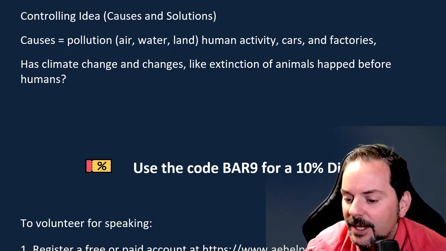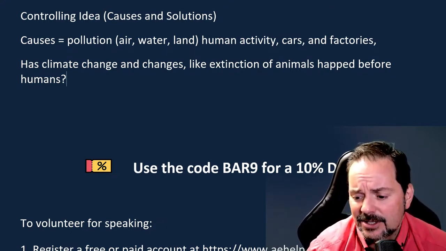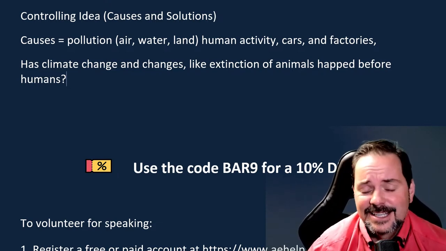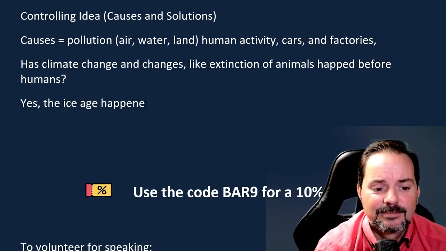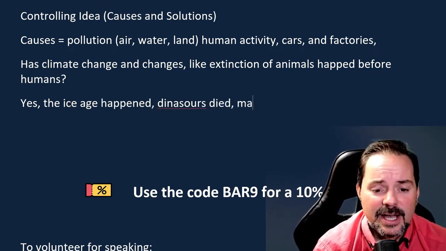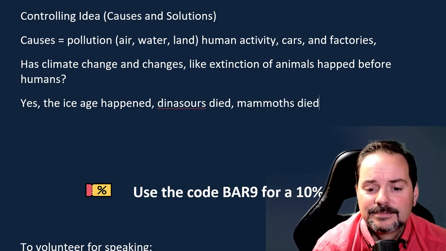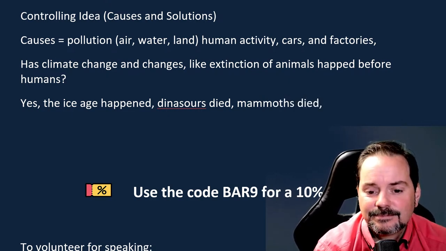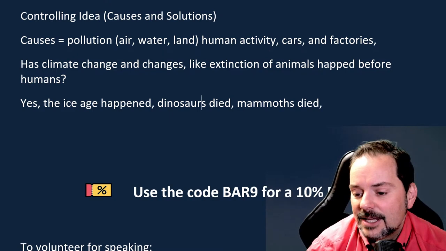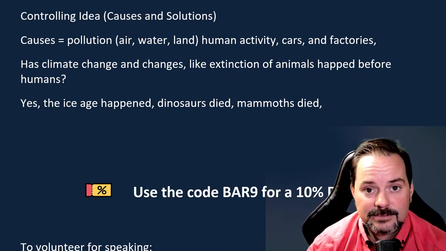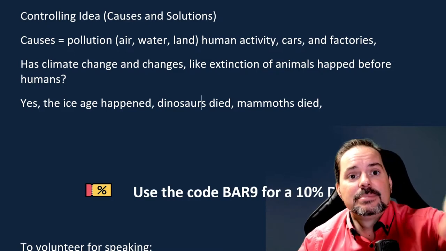Munisa says no. Aliyah says lack of solution. Alexander says, yeah, dinosaurs died. Fwang says yes. Yes. The Ice Age happened. Dinosaurs died. Mammoths died. Okay. Right? So, as you can see, the answer is yes. Okay, climate change has definitely happened.